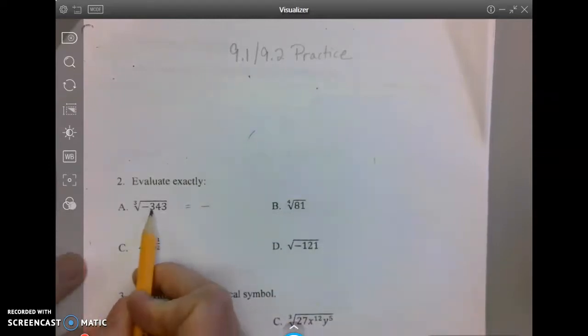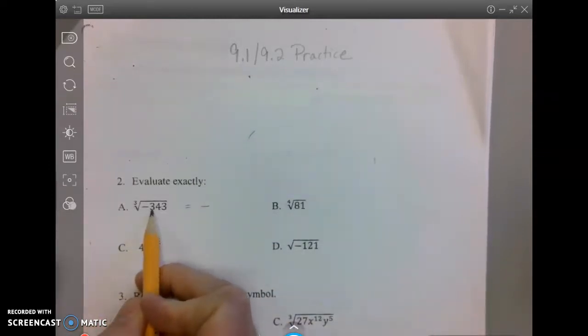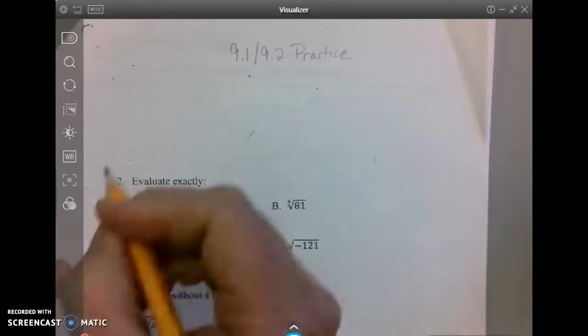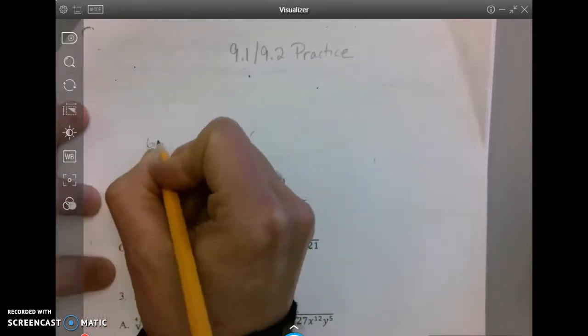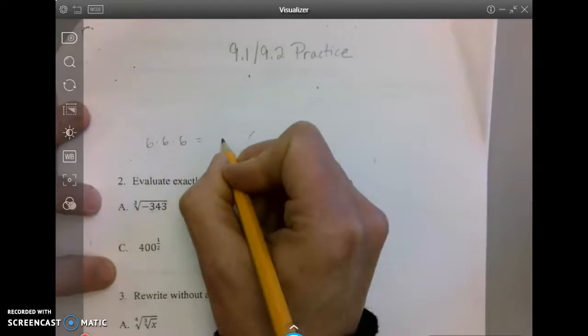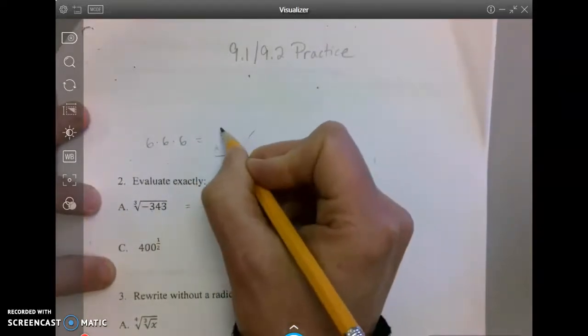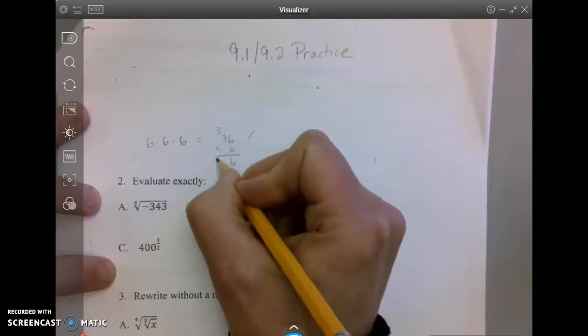And now I've got to figure out what number, when I multiply it by itself 3 times, will give me 343. It's not 2 times 2 times 2, that's 8. 3 times 3 times 3 is 27. 4 times 4 times 4 is 64. 5 times 5 times 5 is 125. 6 times 6 times 6 is 36 times 6, which is 6, carry the 3, so 216.